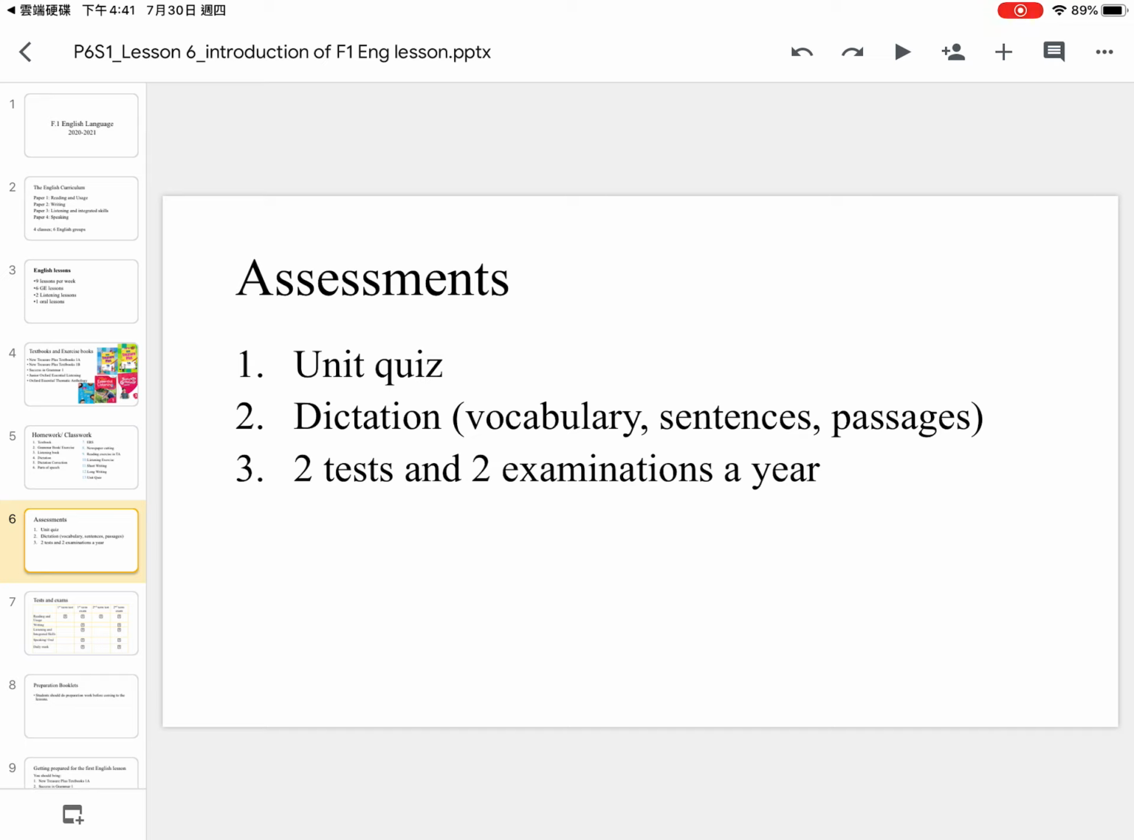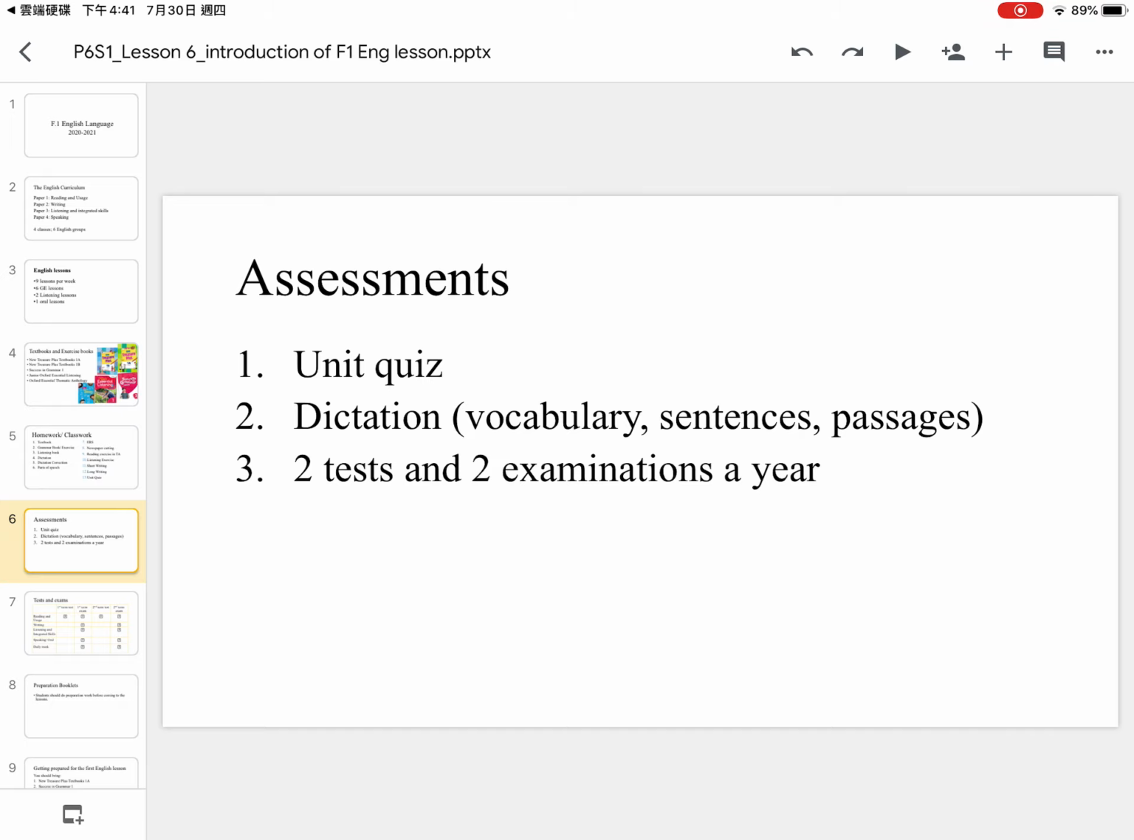So when you first enter our school, you will receive a student handbook, and the dates for the tests and examinations are clearly indicated in the school calendar. So you may want to take a look at the student handbook to make sure that you know the dates for the tests and the examinations.